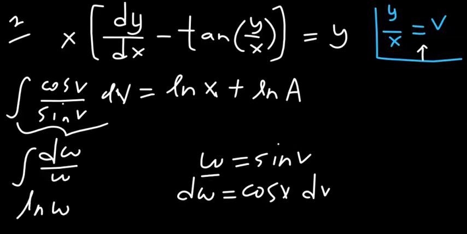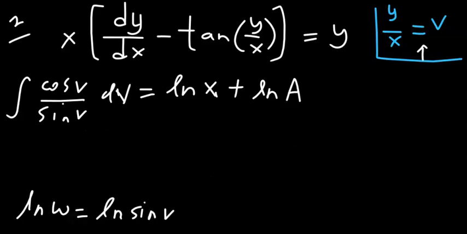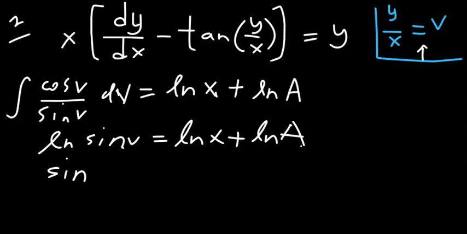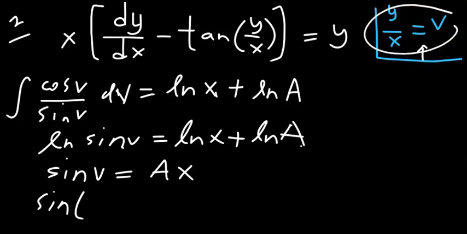Since w is sine v, it is just natural log of sine of v. So there we have it. Natural log sine of v equals natural log of x plus natural log of a. That means sine of v is just x times a. Now since v is y over x, you can rewrite that as sine of y over x equals ax.